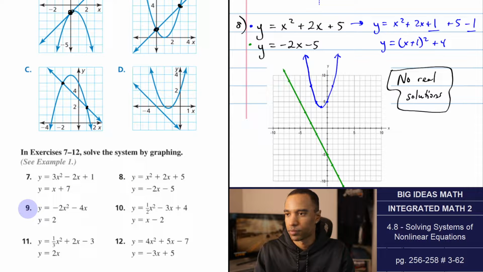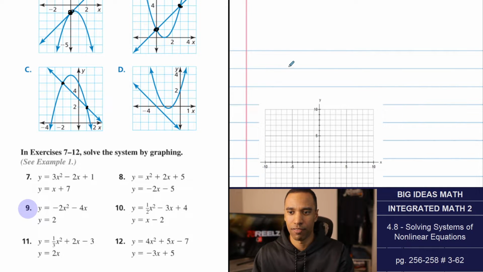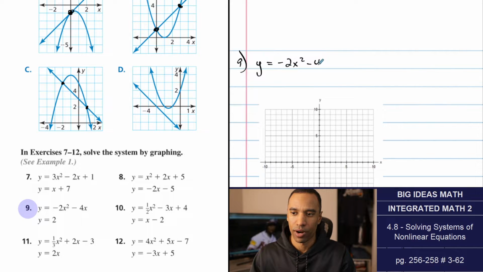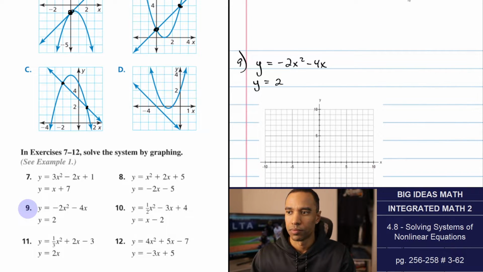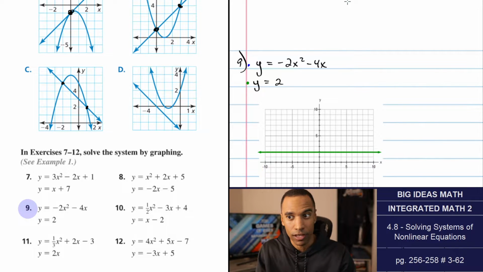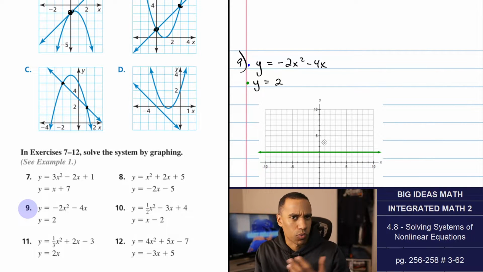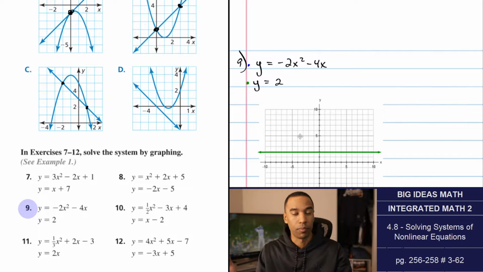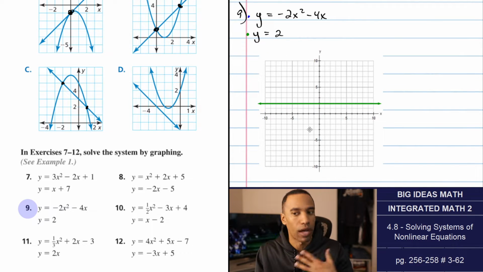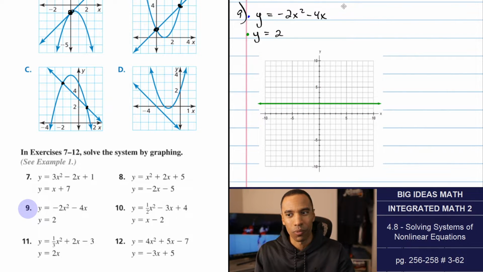All right, number 9. Oh, let's save that for later. Let's write the equations first. Y equals negative 2x squared minus 4x, and then y equals 2. All right, let's just deal with that y equals 2, guys. That's a horizontal line across 2. The good news is if these intersect, we know what the y value is for the solution or solutions. There may be more than one. There may be none at all. And there may be one. Who knows, right? 2, 1, or 0. But we know the y values will be 2. I don't have to plug anything in for x. Well, I wouldn't, excuse me, if we were solving this algebraically. But we know where they should intersect, if so.